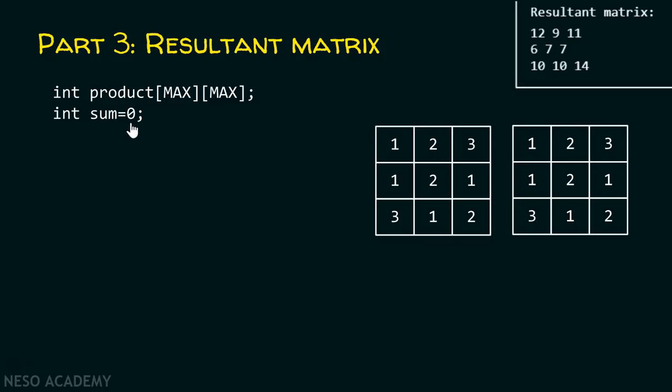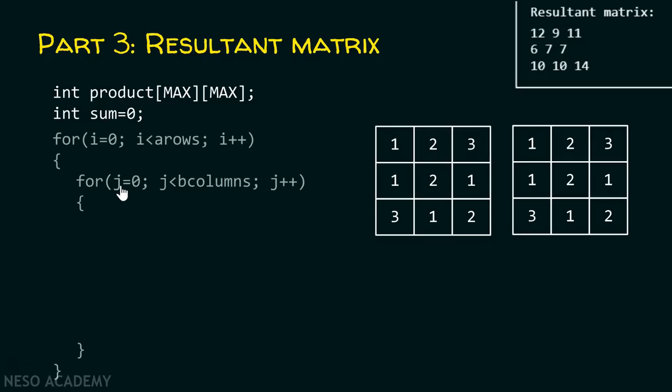Now recall the process which we have followed for the multiplication of these two matrices. First of all, in order to calculate the first element of the resultant matrix, we have to take the first row from this matrix and first column from this matrix. That is, we require two for loops for this purpose, which will keep track of number of rows from the first matrix and number of columns from the second matrix.